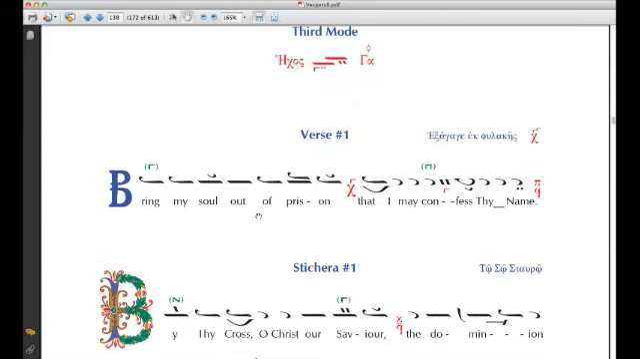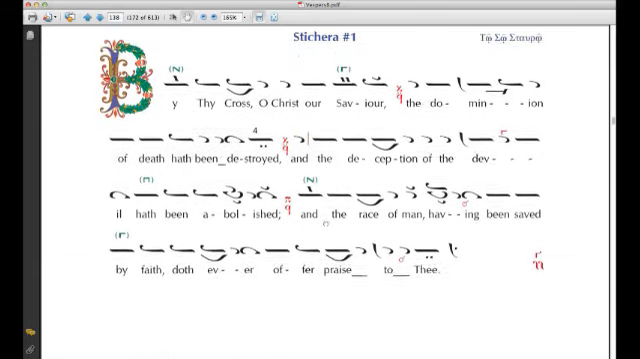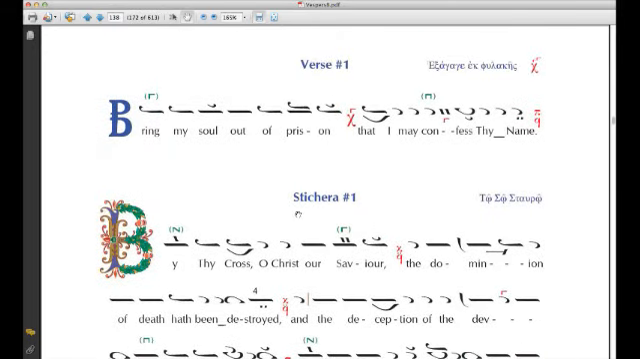We'll go through verse number 1 as the cure number 1, and then we'll be done. What you'll notice, the verse does a very interesting thing. What we've noticed on the previous ones, all the verses, they start on your starting note, and they end on the starting note, which is your ending note. This one does not do that. Bring my soul out of prison, that I may confess thy name.